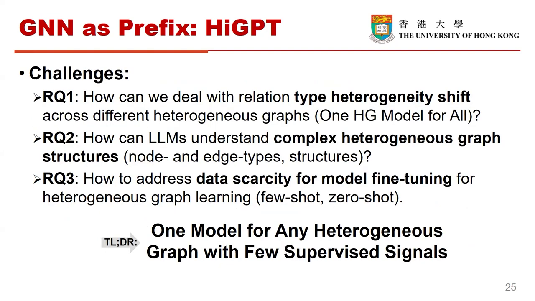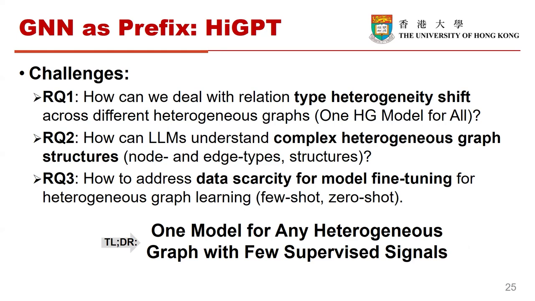Okay, so our motivation is to combine the heterogeneous graph with LLM to enable the LLM to directly conduct heterogeneous graph learning tasks, such as heterogeneous node classification and regression. But we found some unique challenges here, different from GraphGPT. The first research question is, how can we deal with the relation type heterogeneity shift across different heterogeneous graphs? That is, we want to build one heterogeneous graph model for any heterogeneous graph.